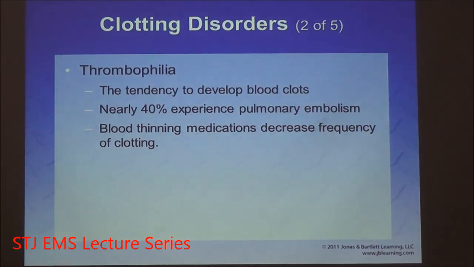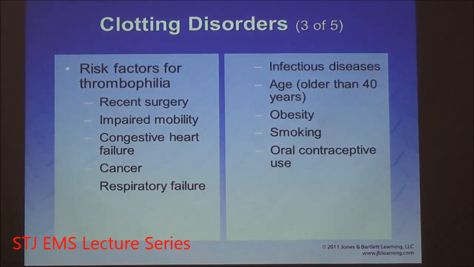Thrombophilia patients, thrombophiliacs, develop clots constantly. And the number one cause of death for thrombophiliacs is pulmonary embolus. So these patients need to take blood thinners, and it's either aspirin or Coumadin that you find these patients on. That's a problem, especially in trauma, because they're taking medication that prohibits them from creating clots. Now when they need to make a clot, the body can't do it because of the medication. So that's a problem.